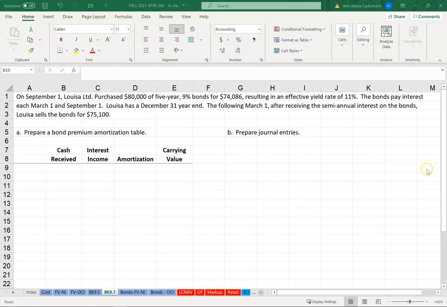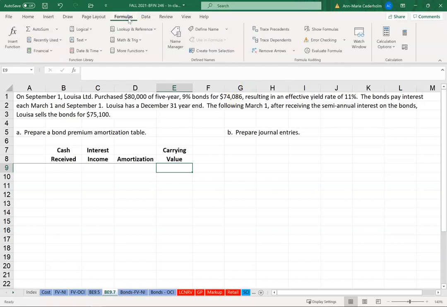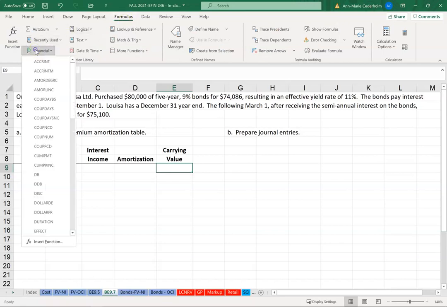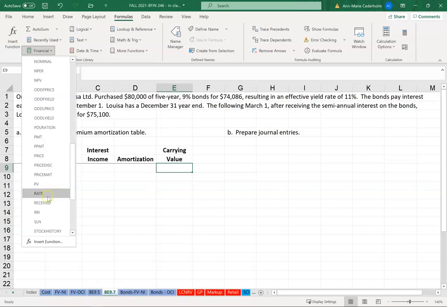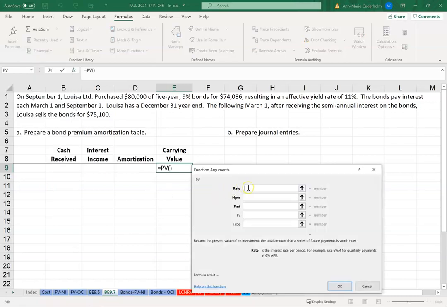So the best thing to do is first start off with our bond amortization table, because that way I'll know my journal entries will be correct. So I'll set the present value up. They did say that the present value is 74,086, but again, I just want to prove this. So I'll go to formulas, go to financial, look for present value right here.